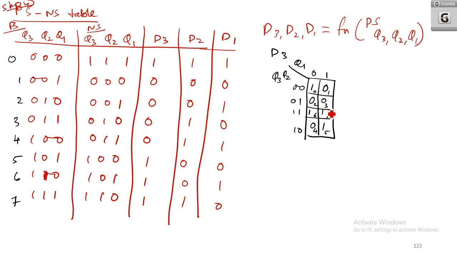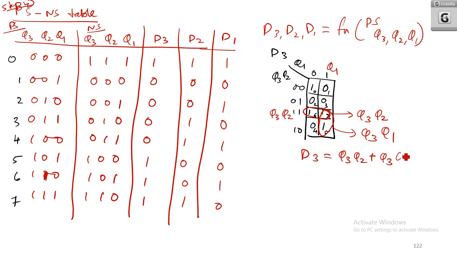Now how to find the expression for D3? We can club these two. If I am clubbing these two, what is the expression? It is Q3 Q2. Then, what else can we club? We can club these two. What is common there? Q3 is common and Q1 is common, so it is Q3 Q1. Therefore, we can write the expression of D3 as Q3 Q2 or Q3 Q1. So that is D3.